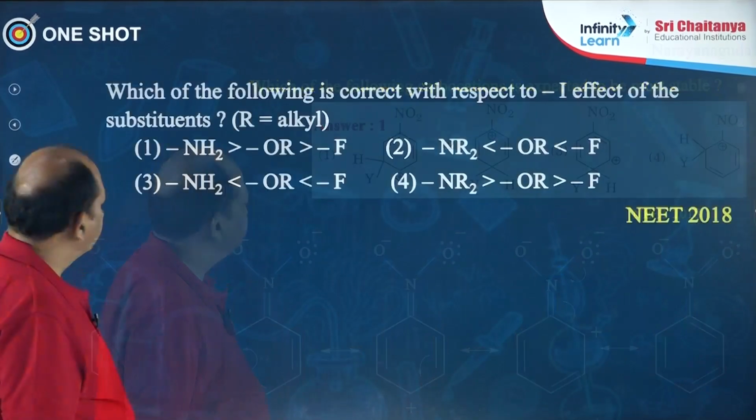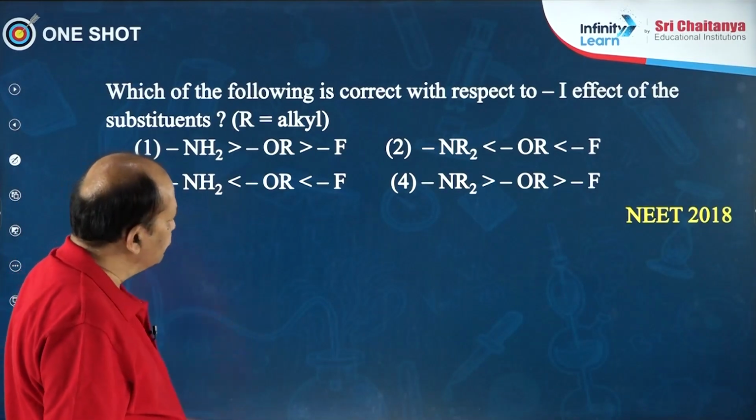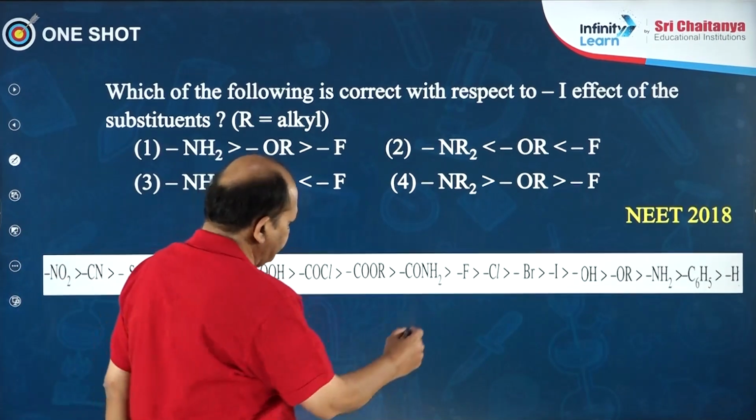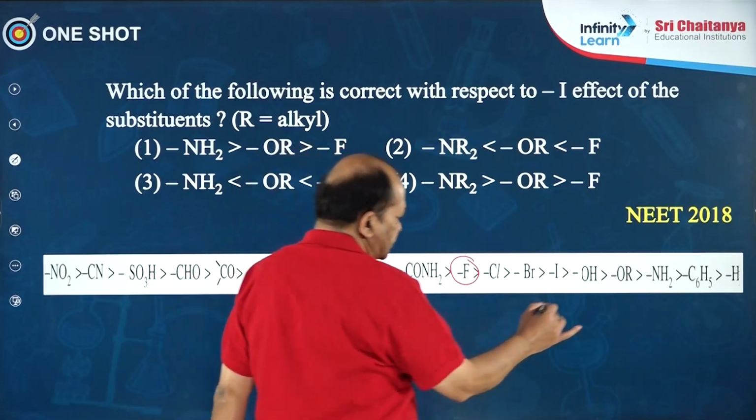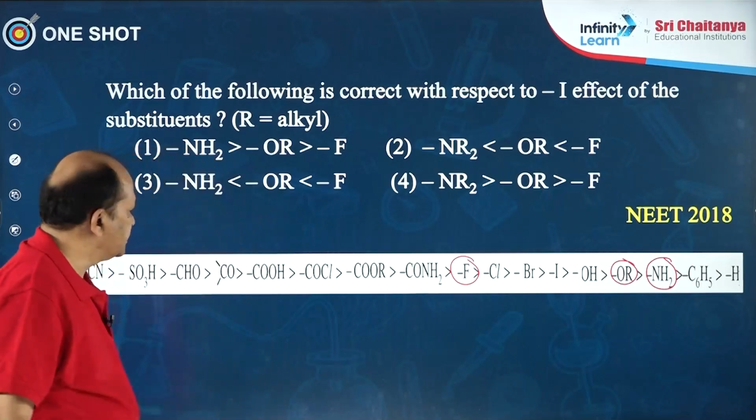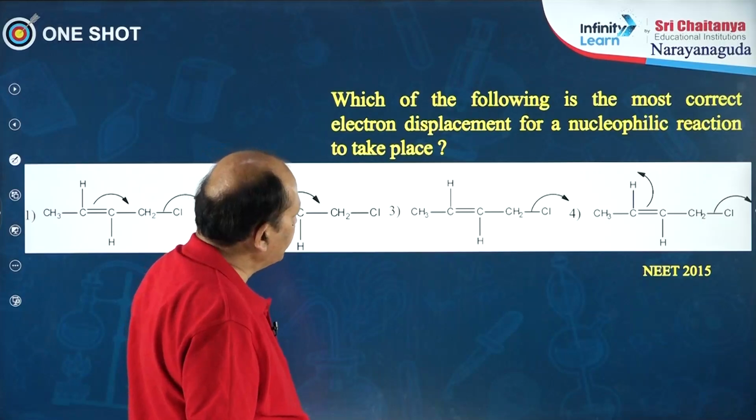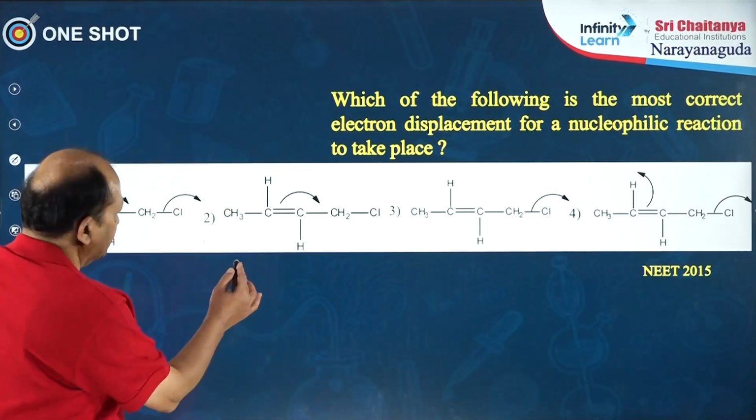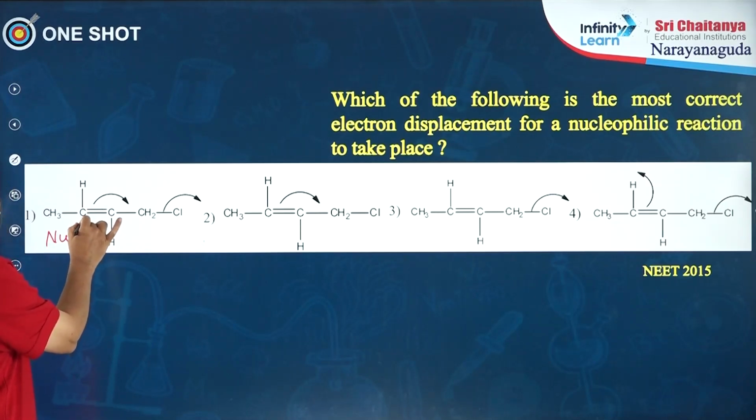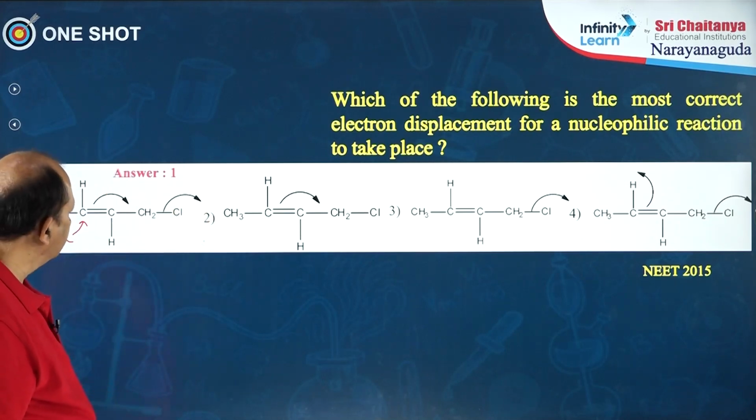Okay. Next, which of the following is correct with respect to minus I effect of the substituents? He gave 4 options, we already know the order. So, according to this order of minus I effect, fluorine is highest, next is alkoxy and the least is amino. So, third option is the right option. Next question, which of the following is the most correct electron displacement for a nucleophilic reaction to take place? So, first option is the correct option, this is the nucleophile attacking on this carbon, the displacement will take place in this direction. So, first option is the right option.